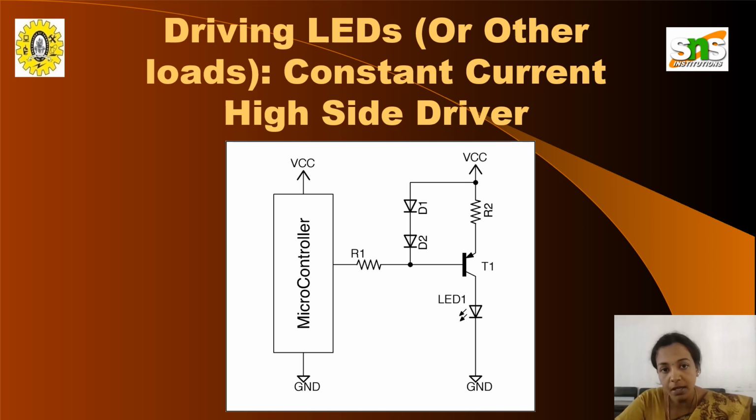So the next possible circuit: the microcontroller VCC and ground are the constant ones. The microcontroller is connected with the resistor R1. The resistor R1 is connected with the diodes D1 and D2. Diodes D1 and D2 are provided with the power supply, and the power supply is given to the resistor R2. R2 is connected with a transistor. The transistor is then connected with the LED, and the LED is then connected with the ground.